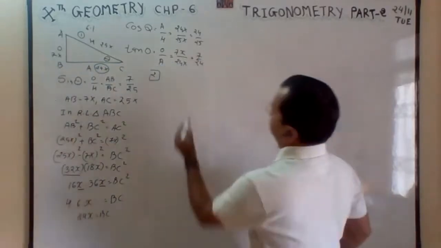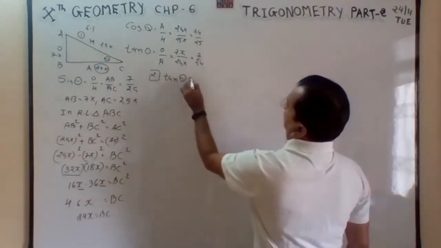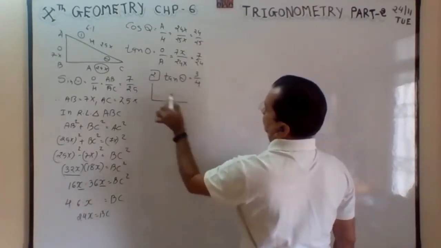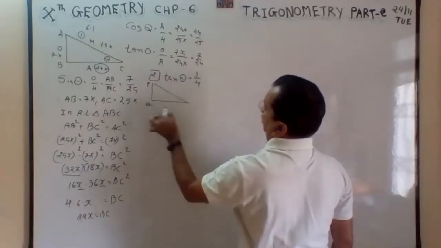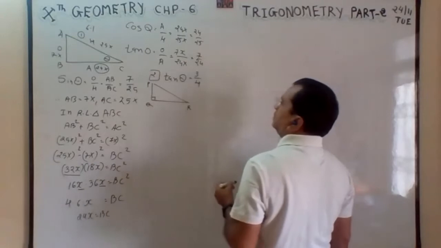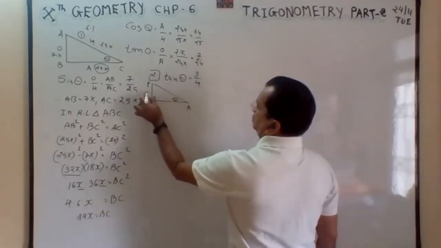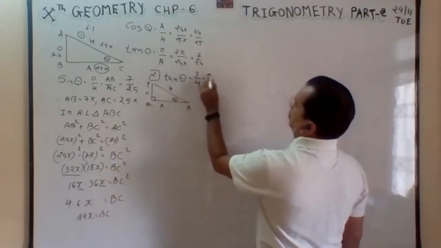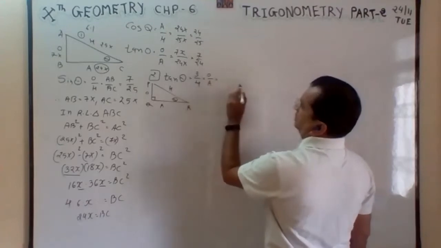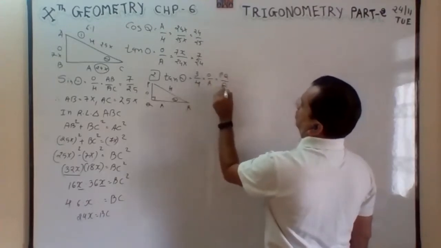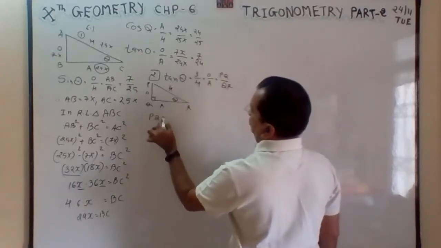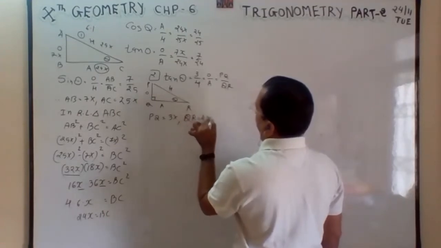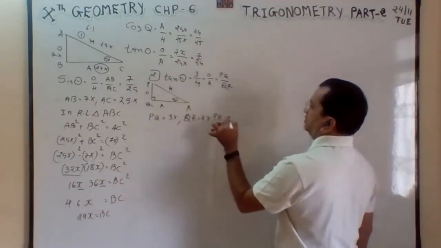Now tan theta is given, equal to 3 by 4. Take this triangle PQR. For this theta, this is opposite, this is adjacent, this is hypotenuse. So this is opposite by adjacent, so this is PQ by QR. So PQ is equal to 3x and QR is equal to 4x. Here the question.